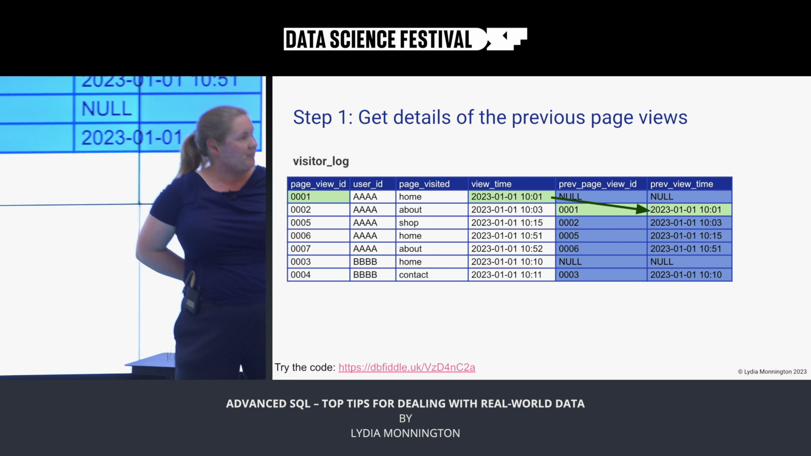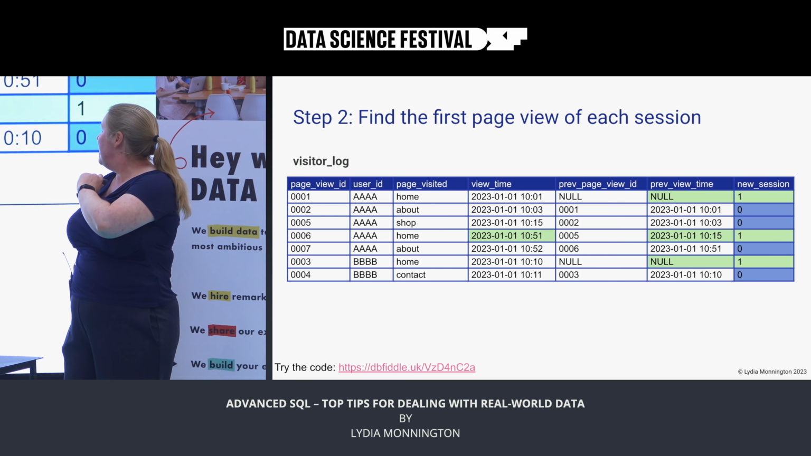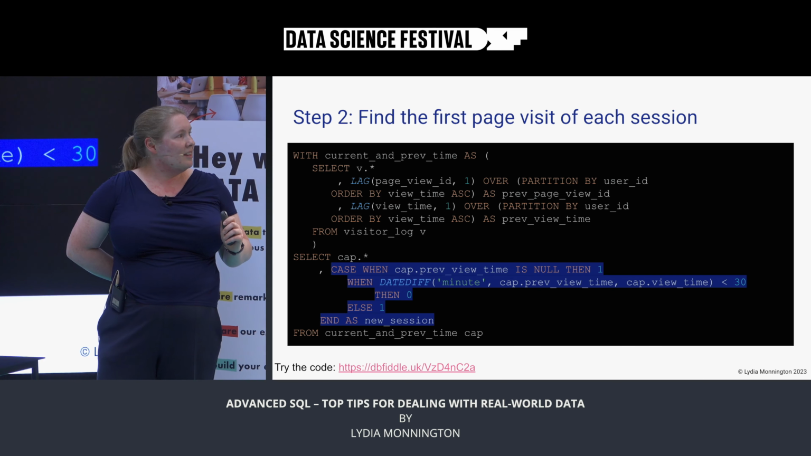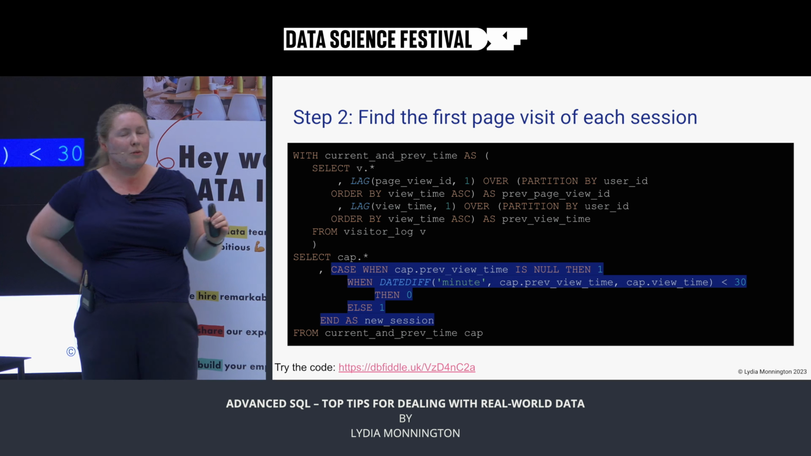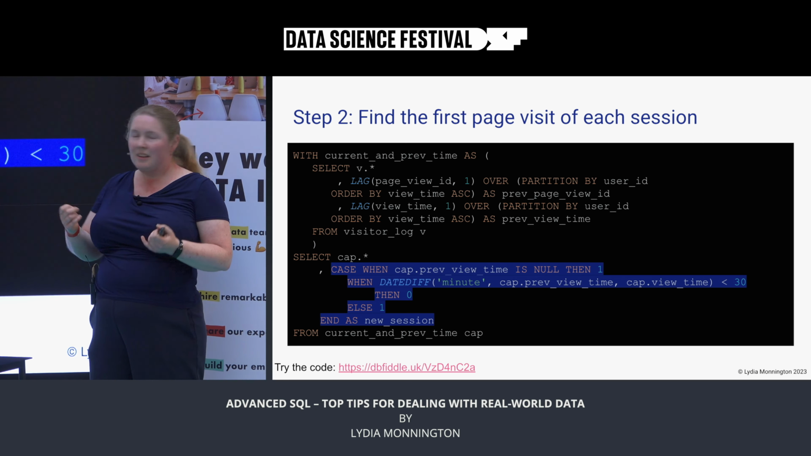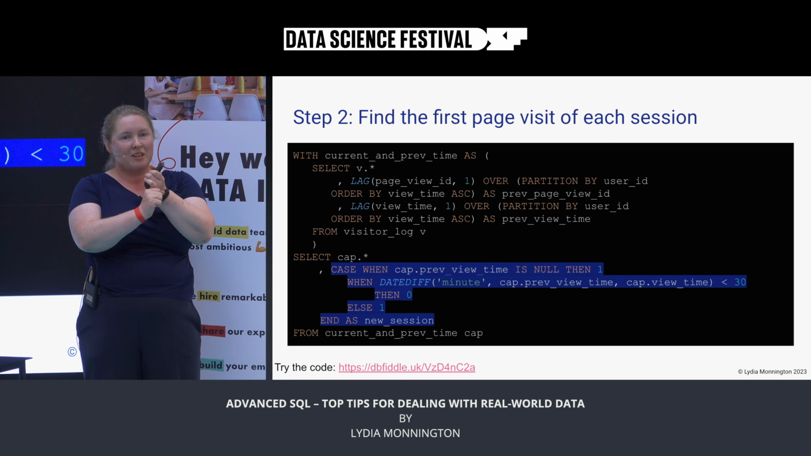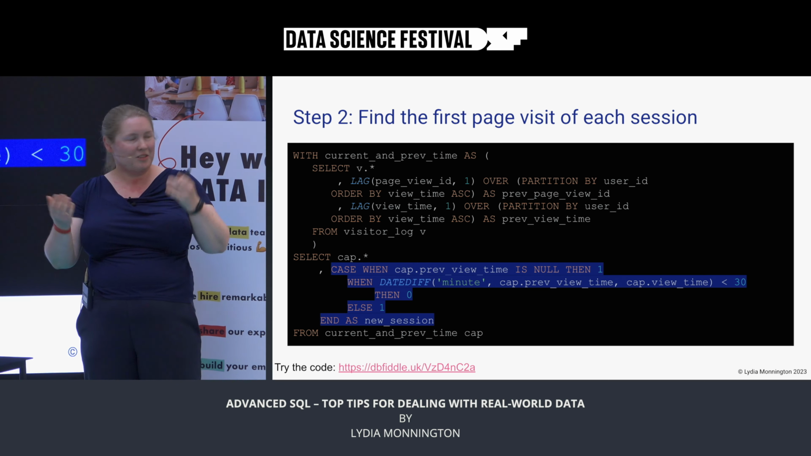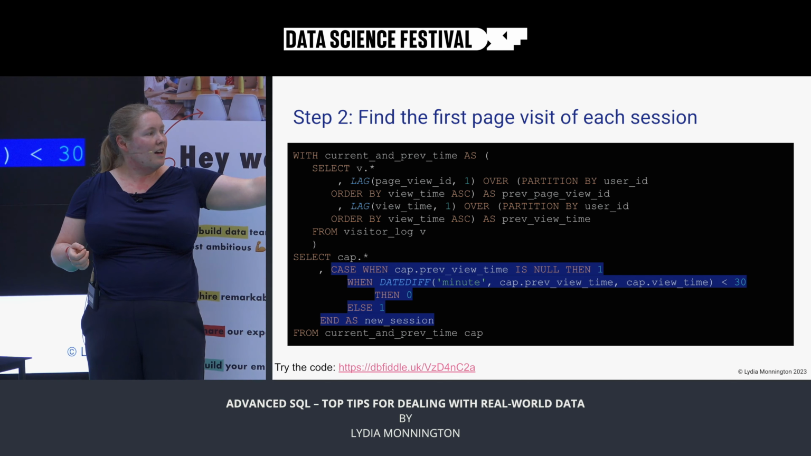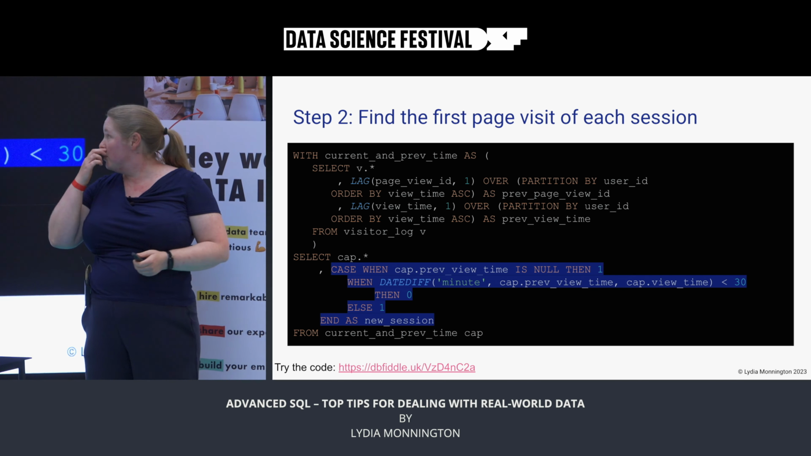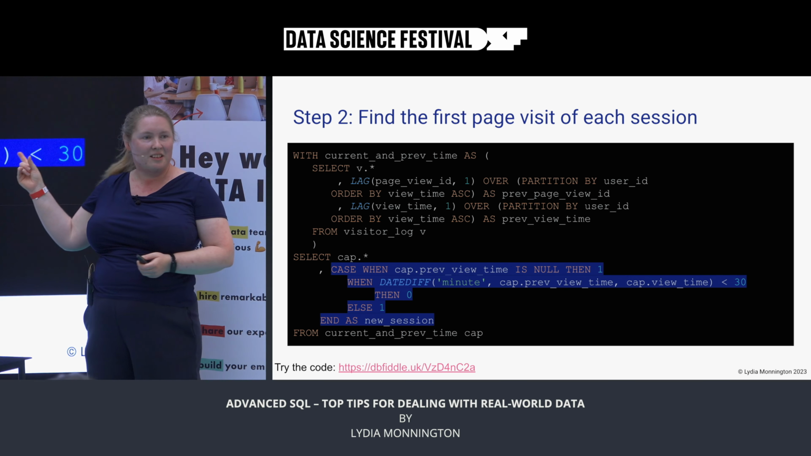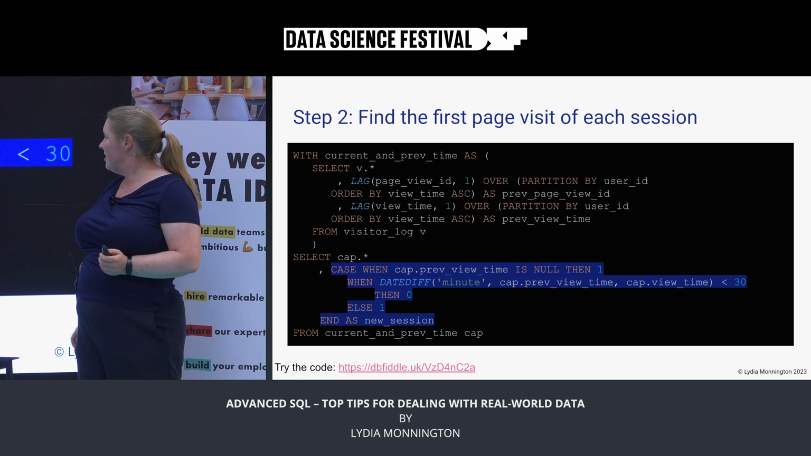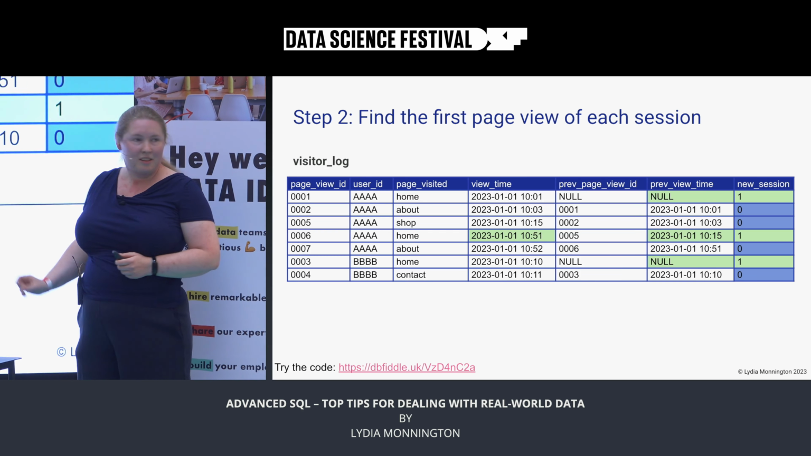Actually, come over here. So the next thing we want to do is identify the first page view each session. So the way to do that is we've got some logic for what we want to do. The first thing we want to say is if it's the first session, if there's no previous page view, it must be the first time they've ever visited the site, new session. If the time difference in minutes between the previous page view and the current one is less than 30, it's the same session. If not, it's a new session. So we've got our identification. So that gives us this column here.